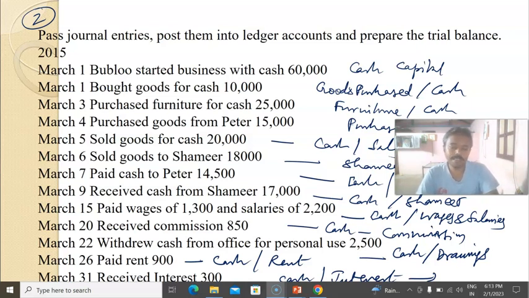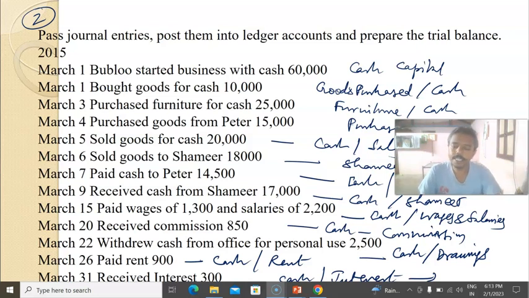Here we discussed in class, right? You remember goods purchased account can be written as purchases account. Goods sold account can be written as sales account. So here you can rewrite the entry as purchases account debited to cash account, rupees 10,000.